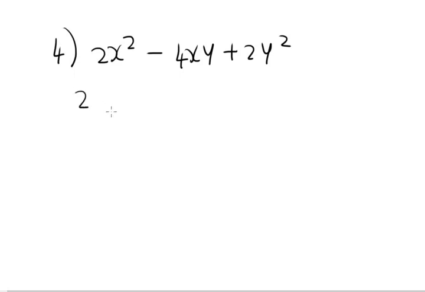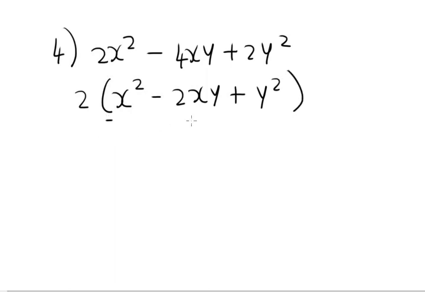Number 4. You've got 2x squared minus 4xy plus 2y squared. So in this case here, we said you first need to take out your highest common factor, which is 2, and you're left with x squared minus 2xy plus y squared. So then we can work with a trinomial over here.